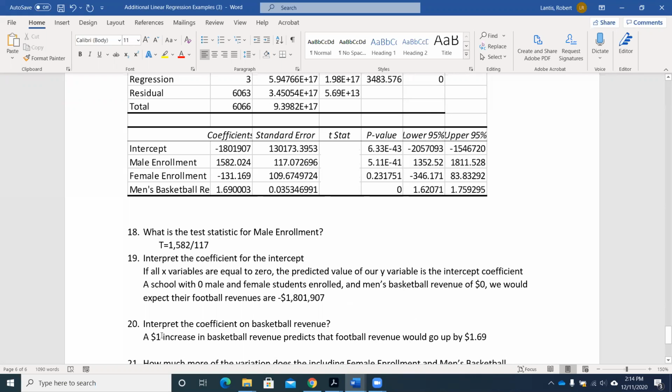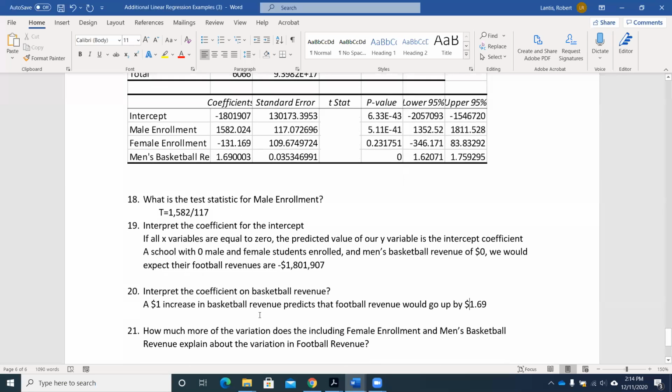So a 1 unit increase in the x variable predicts that the y variable goes up, or if the coefficient is negative, down by whatever that coefficient value is. That's always how we interpret it. Okay.